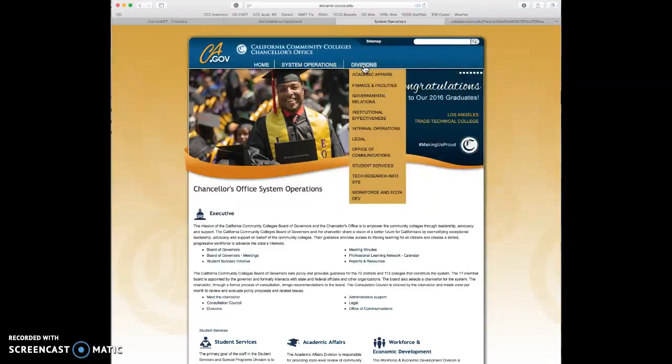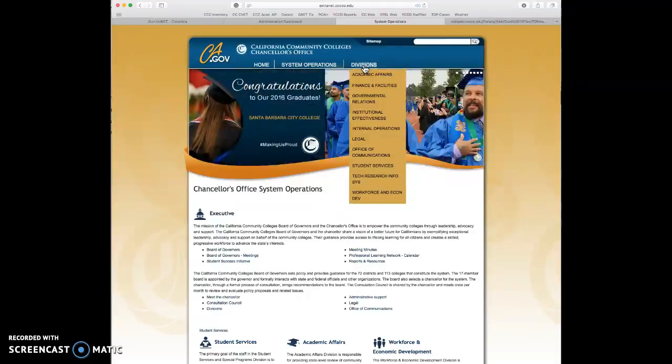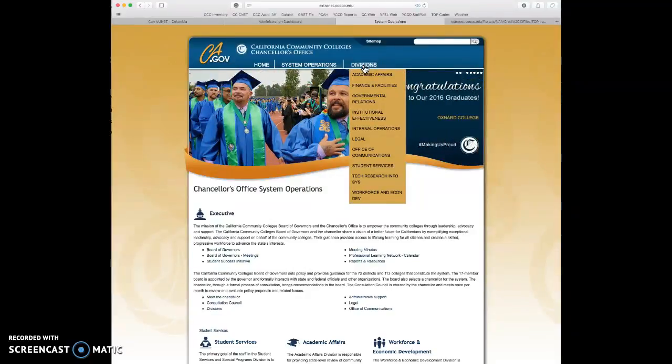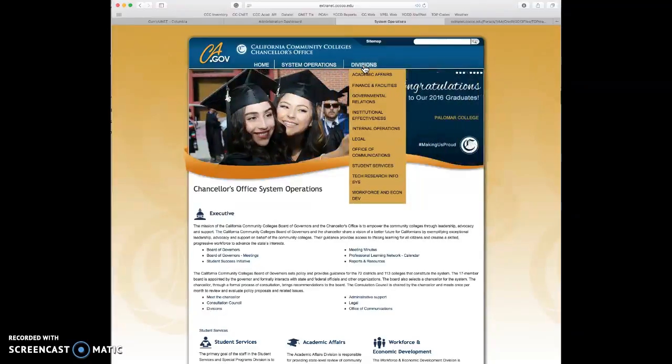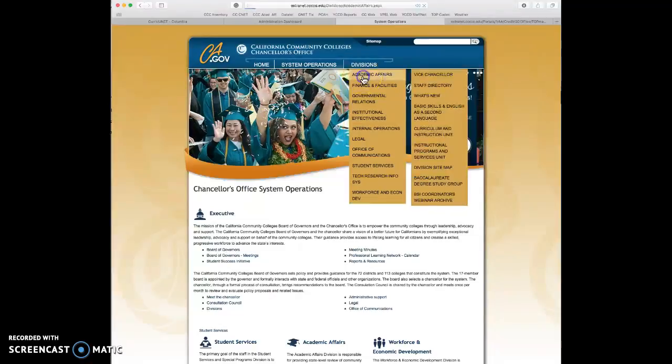The California Community College Chancellor's Office oversees all of the functions of the California Community Colleges, from marketing and public relations to legal counsel to finances and student services and academic affairs, among others. What we are concerned with in curriculum is considered a subdivision of academic affairs. So we're going to click on that.